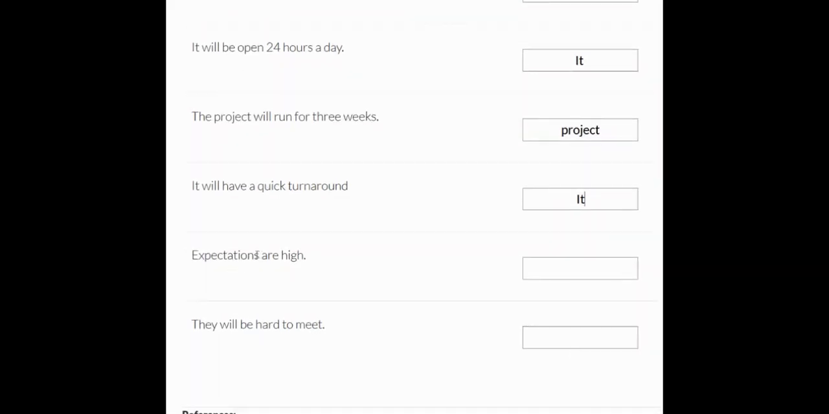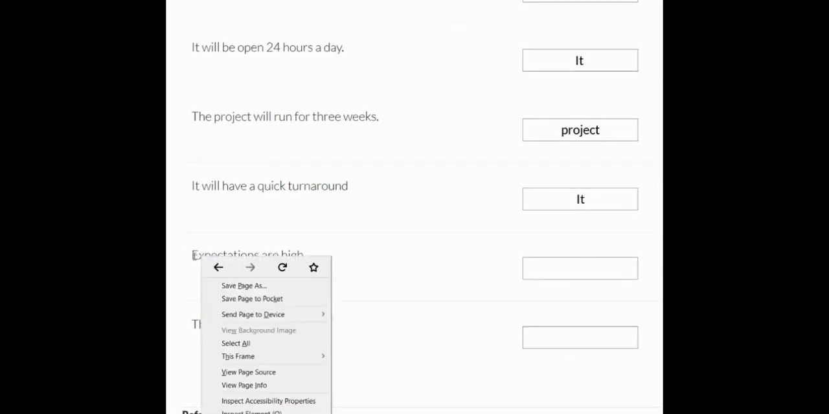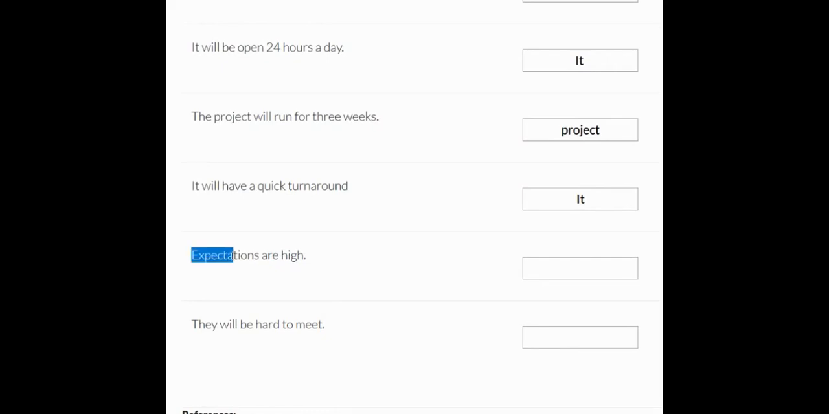Additionally, we can see an idea or an emotion. Here, expectations are also a subject in this sentence.